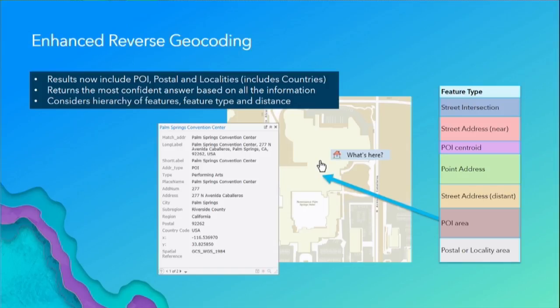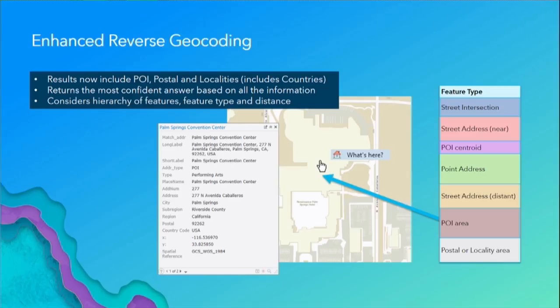By default, we're going to return the most confident answer based on all this information. So we use a bit of a hierarchical structure where first we might look to see if there's a street intersection which is close. If we can't find a street intersection, we'll look for a street address, a POI centroid, a point address, and you can see there's a hierarchy to this. And so we're trying to give you the most confident answer based on the location that you're passing in. And so this is by default. This is how a reverse geocoding request works now. You pass in a location and we give you back the most confident answer based on a hierarchy of different types of features that are in the system.